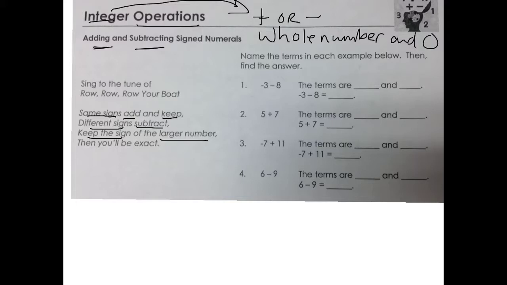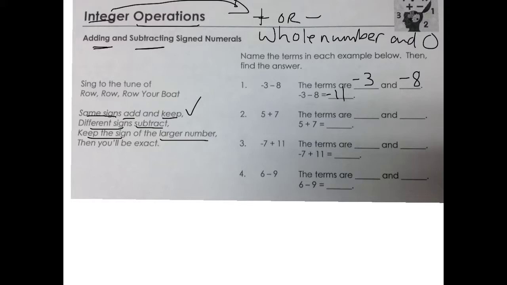So let's take a look at a couple examples over here on the right hand side. When it asks for terms, it just means the parts. So our parts here are -3 and -8. When we look at these and go over here, -3 and -8 fall under this rule, same sign, which means add. So 3 plus 8 is 11, and keep the sign. This is -11. Okay?